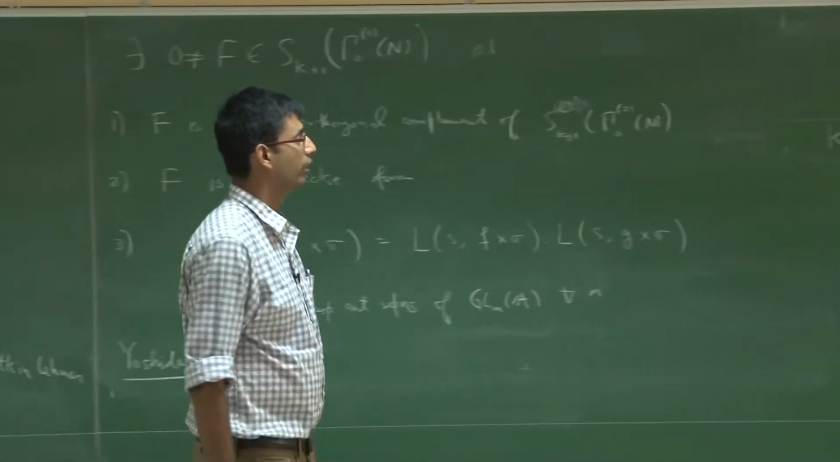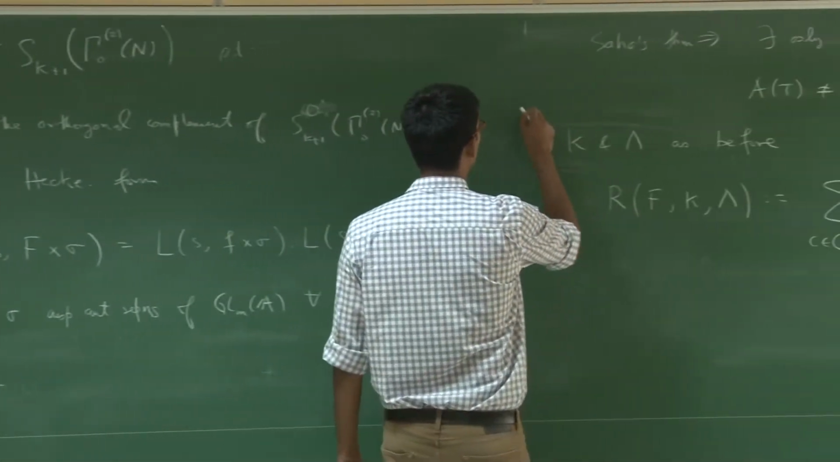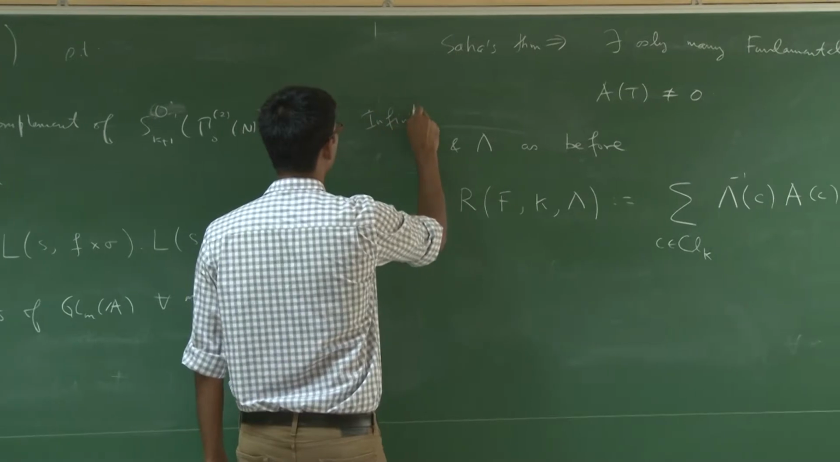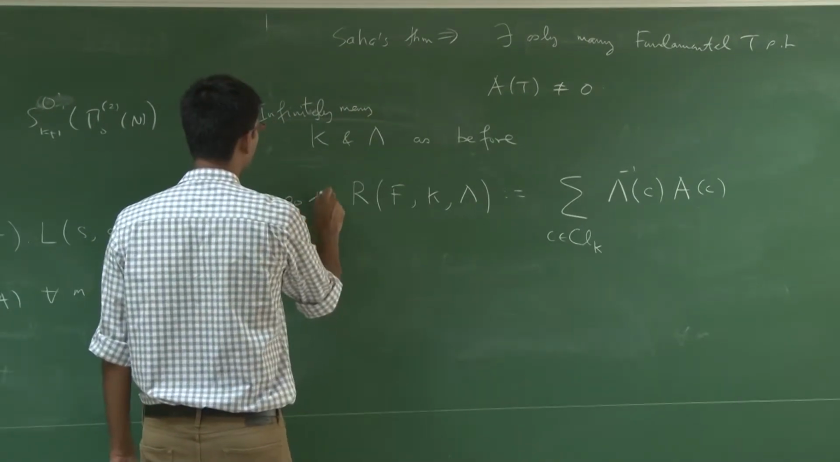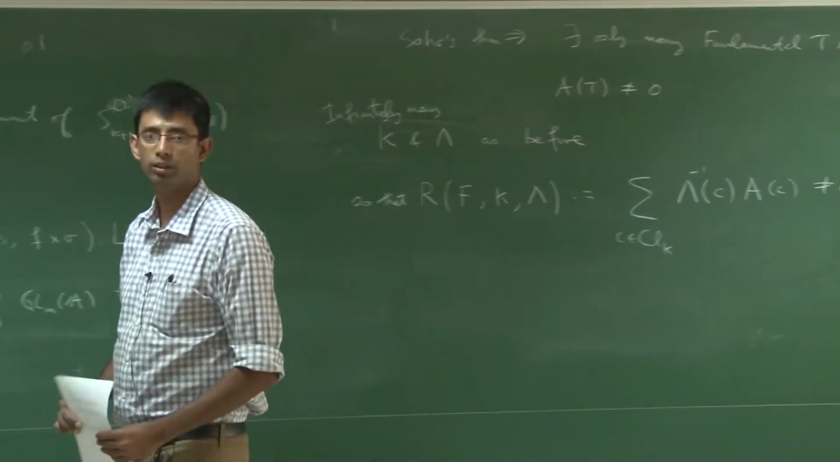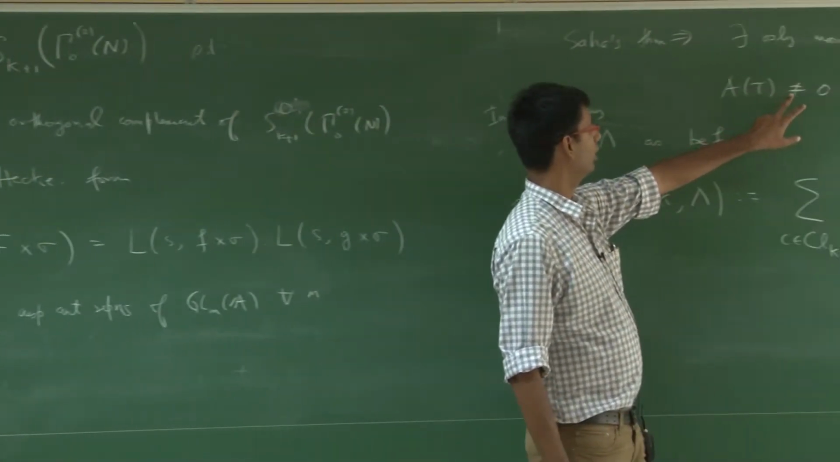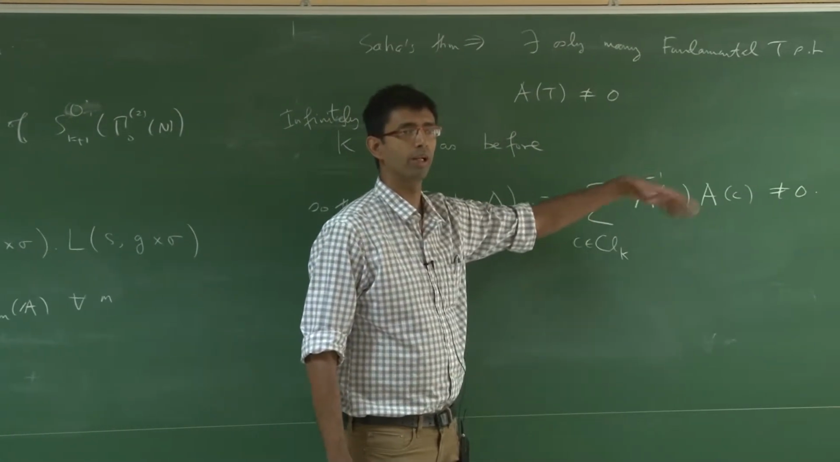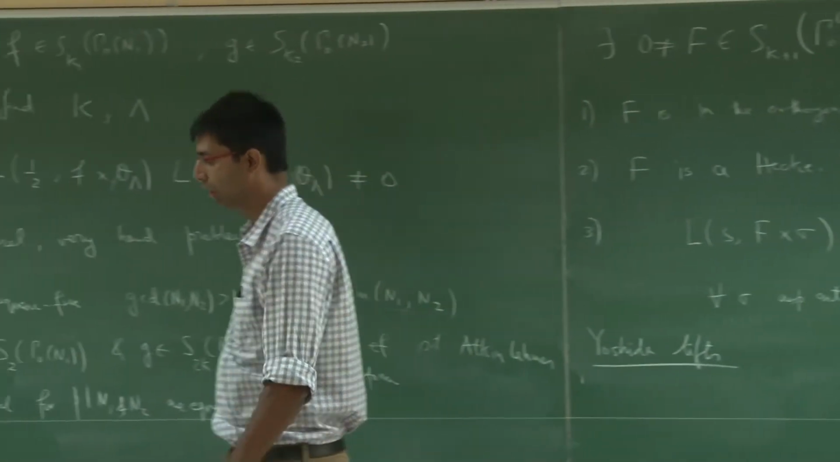So in fact, what Abhishek showed is that there are infinitely many k and lambda as before, so that this is not equal to 0. Just the Fourier coefficients not being 0 does not mean that this is non-zero, because you might add up something and get 0, but indeed this is not equal to 0.